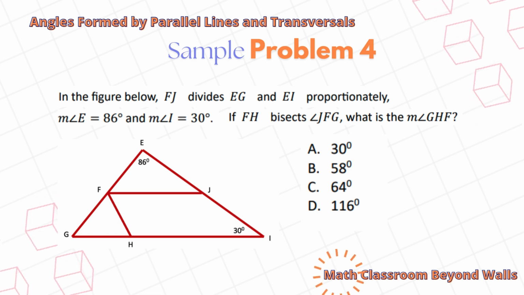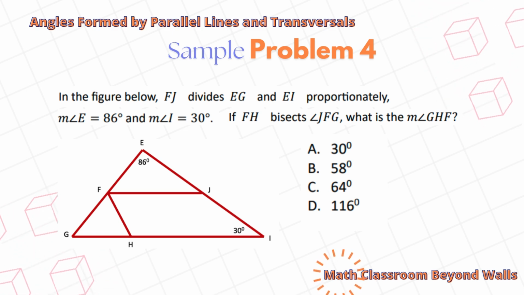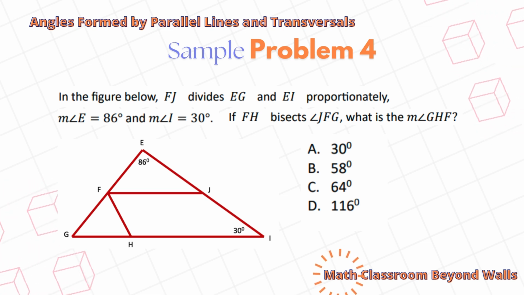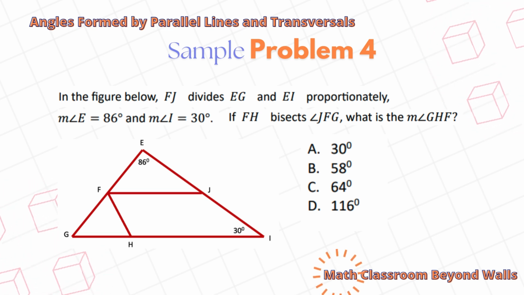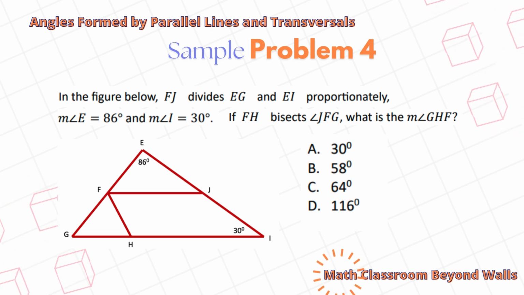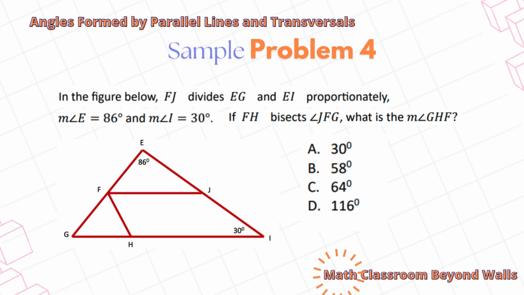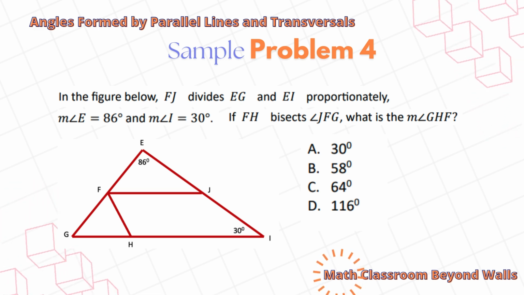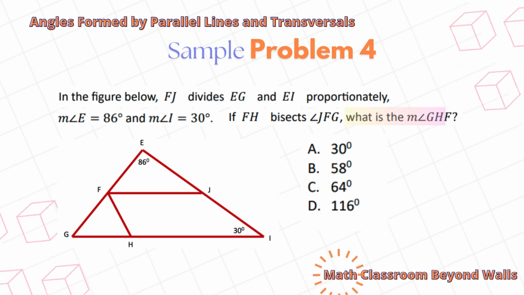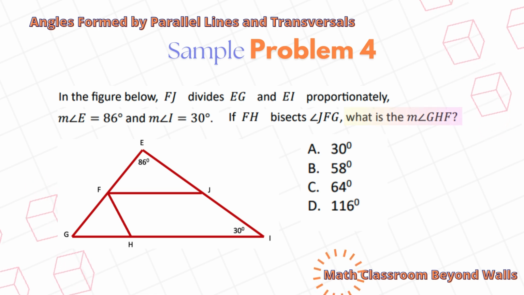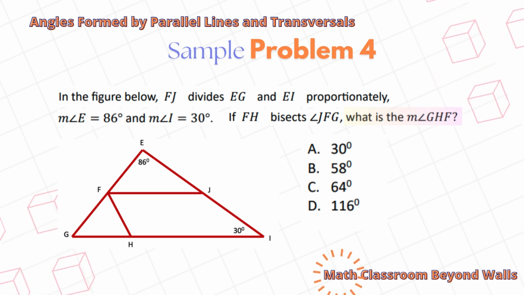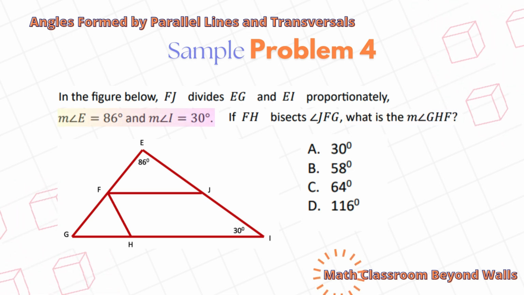As usual, we begin by reading the whole problem and may read it several times when needed to know what we are looking for, to determine what is given, and to figure out how the given information helps find what we are looking for. What are we looking for, learners? You are right. We are to determine the measure of angle GHF. What are we given here? A figure is given with some angle measures.